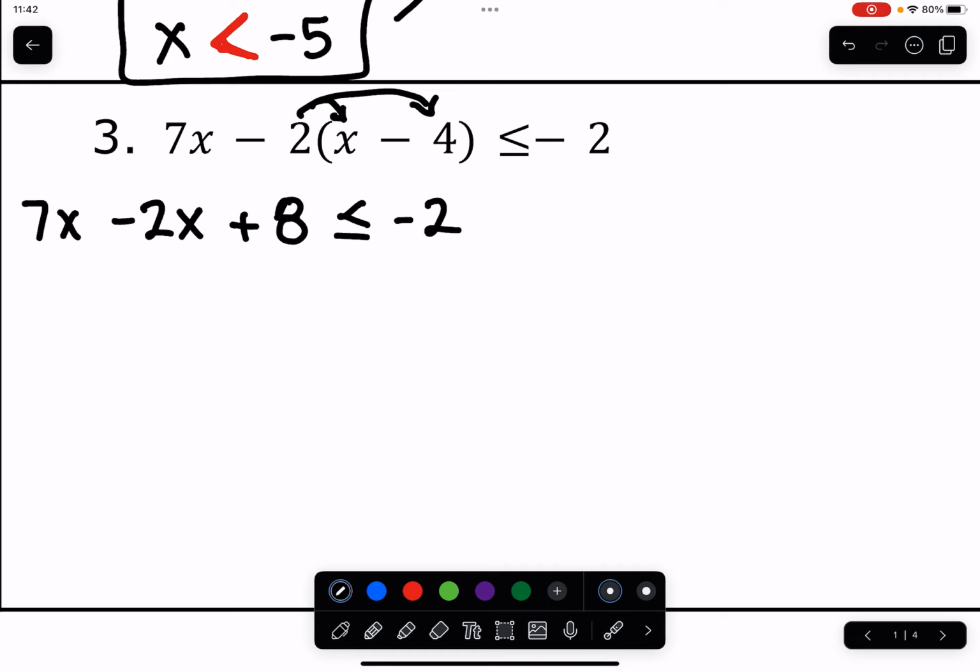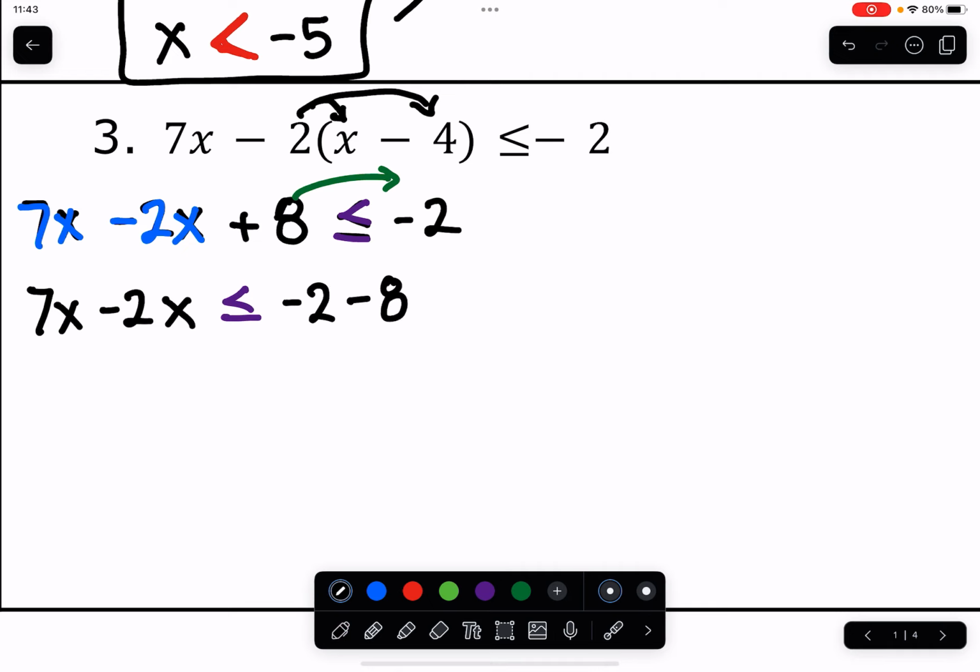Now we're going to move letters to the left, numbers to the right. So the 7x and the minus 2x are on the left side of this inequality already. So we're going to keep them the same sign. So they do not change. They stay positive, 7x and minus 2x. However, the 8 does need to be moved to the other side, and that's going to change it from a positive 8 to a negative 8. Now 7 minus 2, that's 5, and negative 2 minus 8 is negative 10.